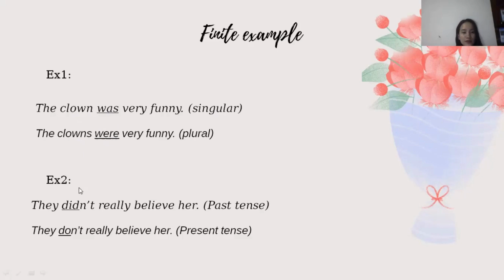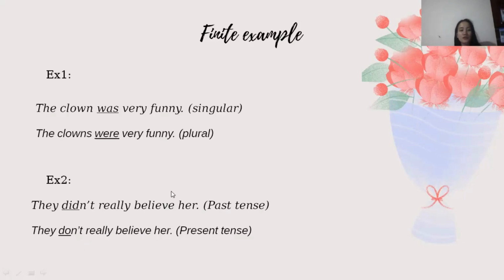Okay, and we have the second example: they didn't really believe in her. So it is the past tense. But when we want to change it to the present tense, we have the example: they don't really believe in her. The past tense changes from "didn't" to the present tense "don't."